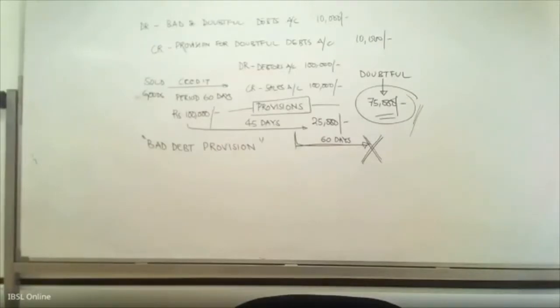The provision that we are making here is to debit the bad debts account and to credit the provision for bad and doubtful debts account. The debit, bad and doubtful debts account, is your P&L, which is shown in the selling and distribution account, and the credit, provision for bad and doubtful debts, is your balance sheet account.